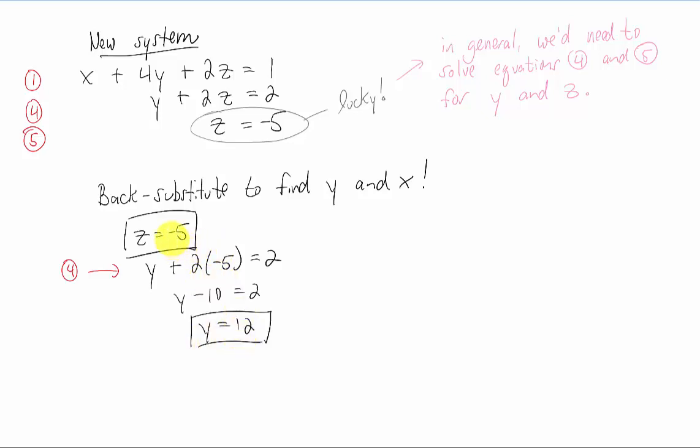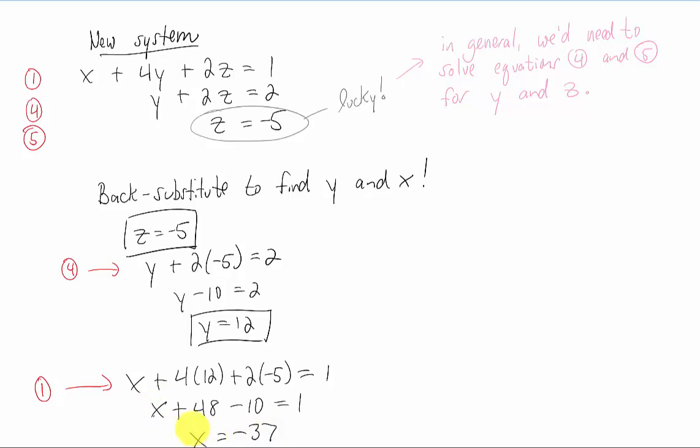And now we're going to take our z equals negative 5 and our y equals 12, and we're going to substitute those back into equation 1. And we can simplify a bit, move everything over to the right side of the equation, and I'm getting an x value of negative 37. So our solution is x is negative 37, y equals 12, z equals negative 5. Sometimes we write it out like this.